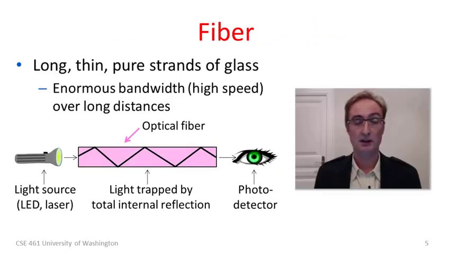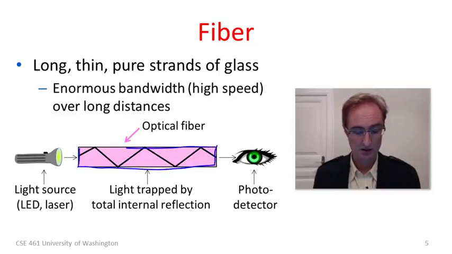A different kind of media is fiber or fiber optic cables. A picture is shown here of the operation of a fiber. The fiber is here in the pink. Now, a fiber is really just a very long, thin, pure strand of glass. The way it operates is when you shine light in from a light source, that could just be a laser or an LED, a light emitting diode.